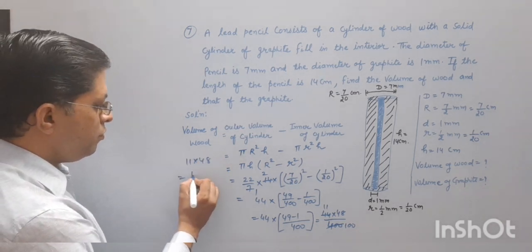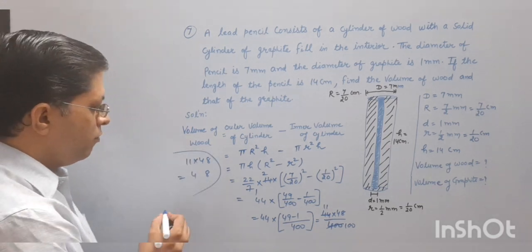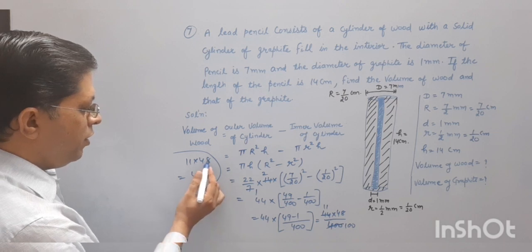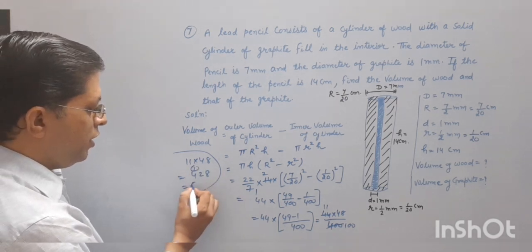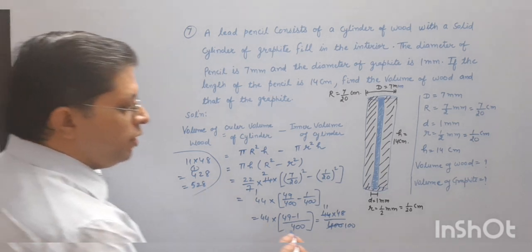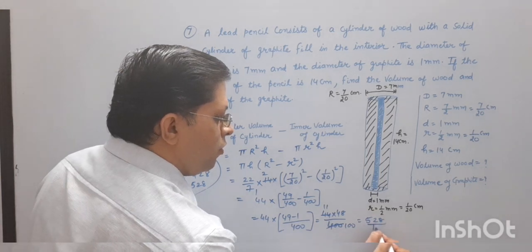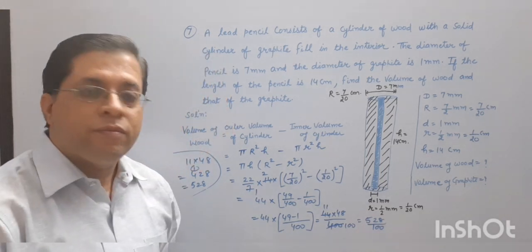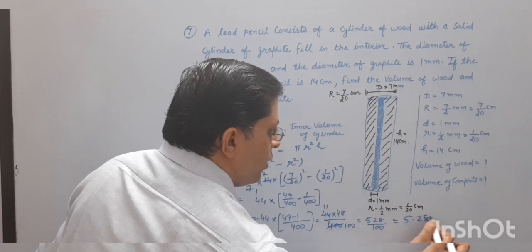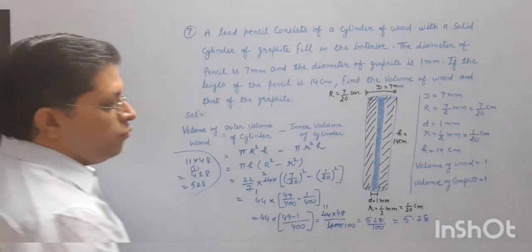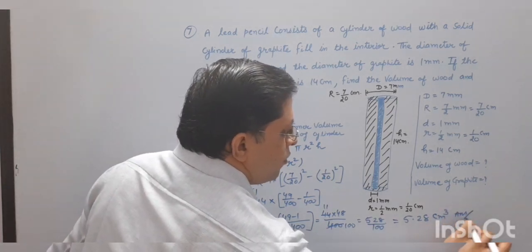11 into 48 I am multiplying here by Vedic method. Take 4 and 8. 8 plus 4 is 12. This is 528 will come. 528 I can write here. 528 upon 100, and this will be 5.28. What is the volume of wood? Centimeter cube, and this is your answer.